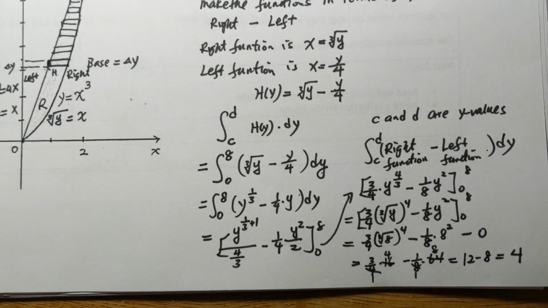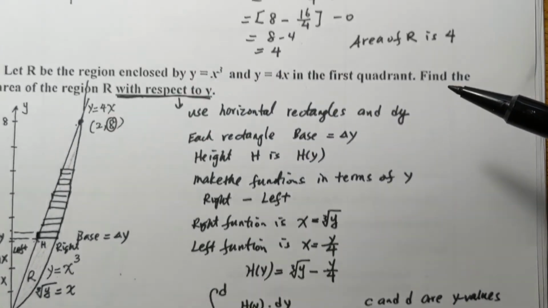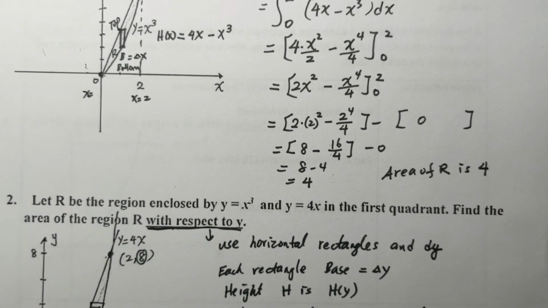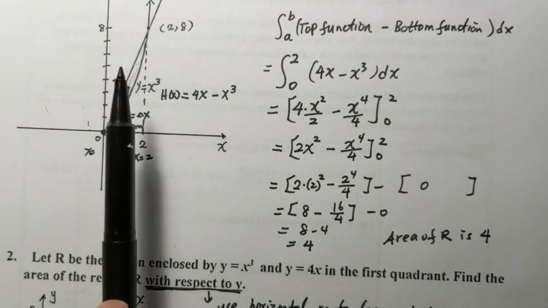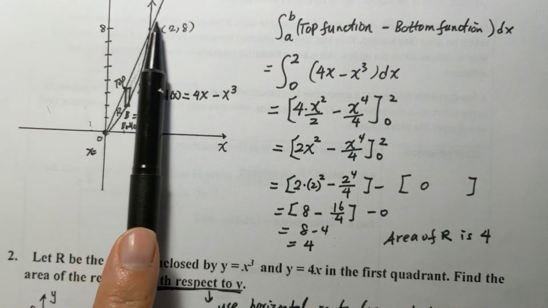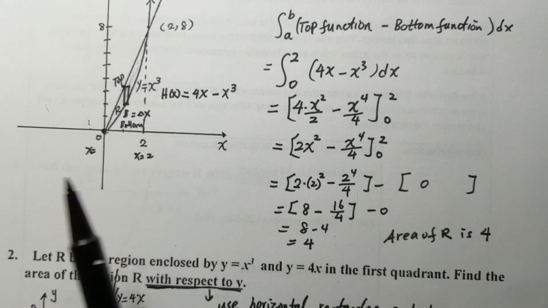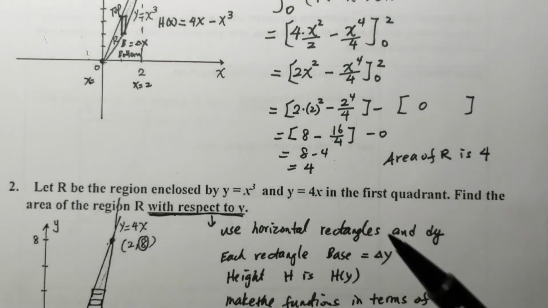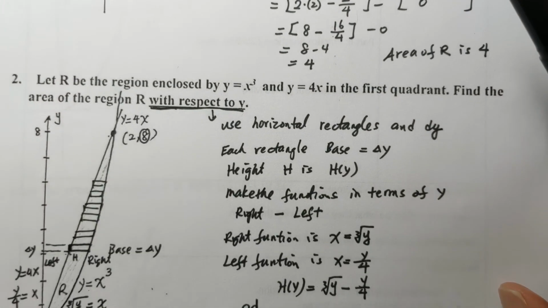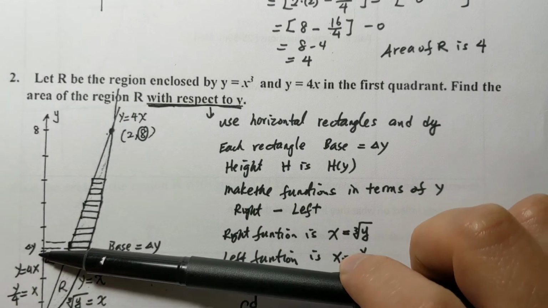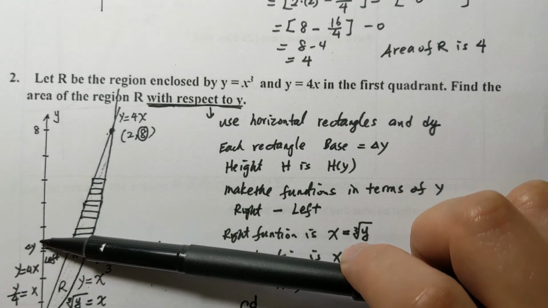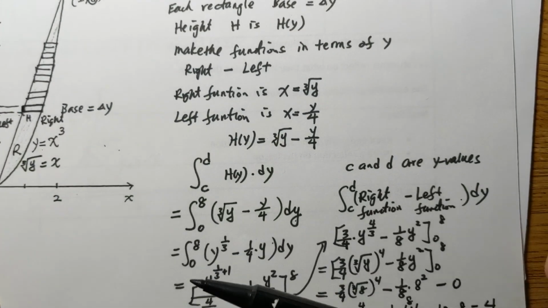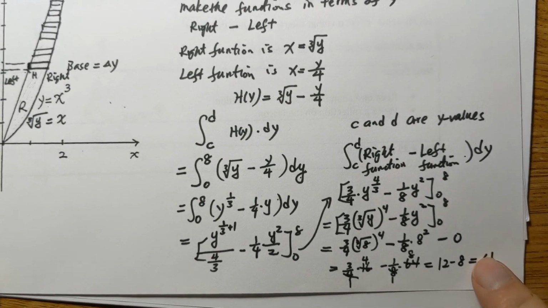Of course, it had to be 4 because number 2 and number 1 are basically the same question. We're just solving it with two different methods. In number 1, we're using vertical rectangles, so the base is delta x, and you use the top function minus the bottom function, dx. In number 2, the question forced us to use horizontal rectangles, so my base is delta y, dy, and I had to use the right function and the left function. The area never changed, so it's still 4.